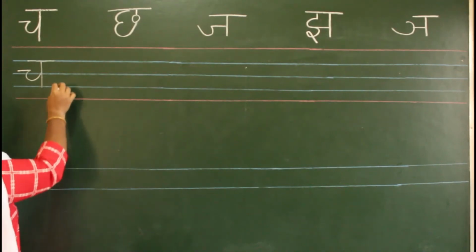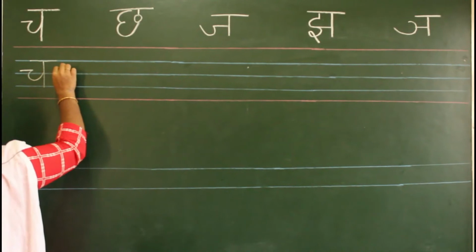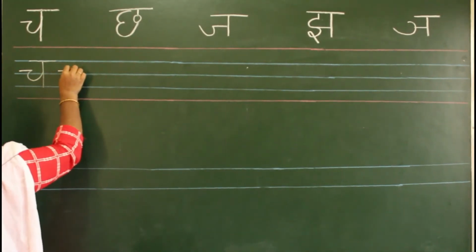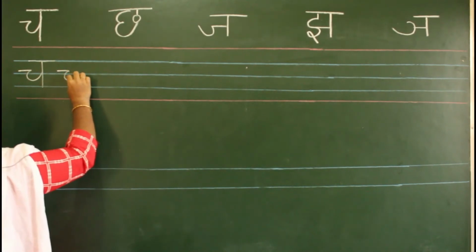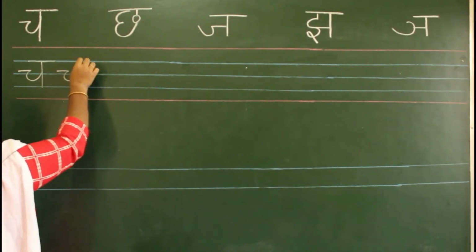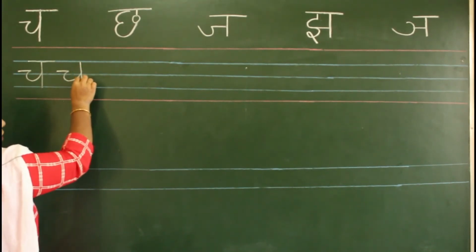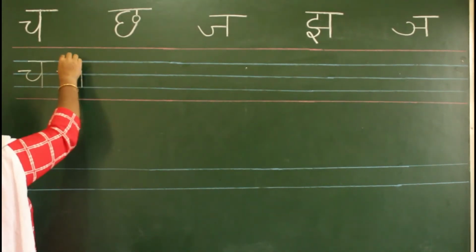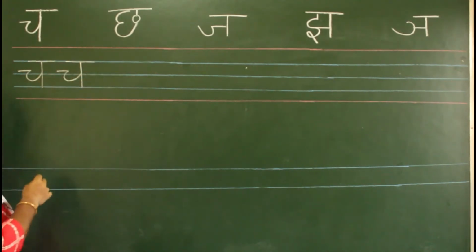Let's see it once more. First, draw a small sleeping line, then a curve like this, then a standing line touching the curve, then on the top, a sleeping line.